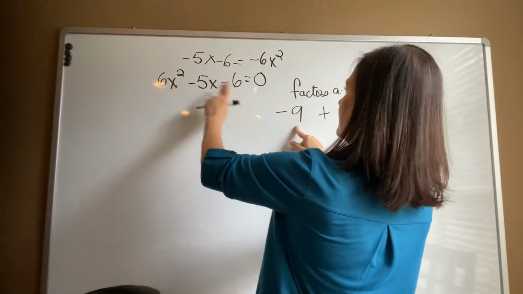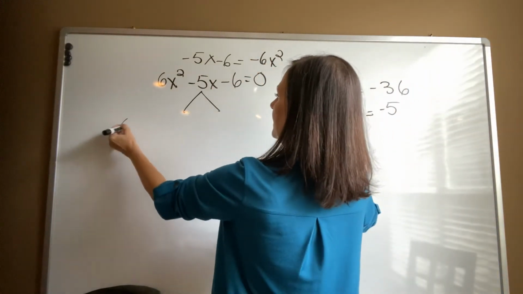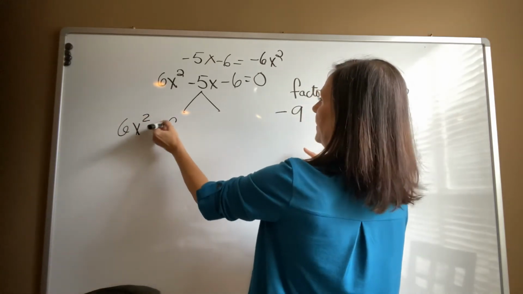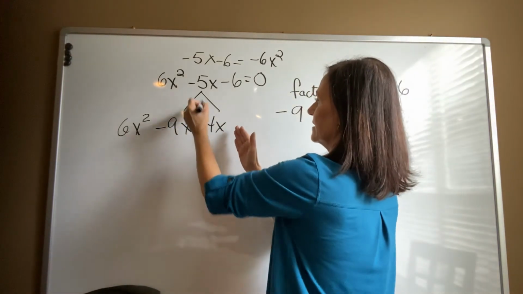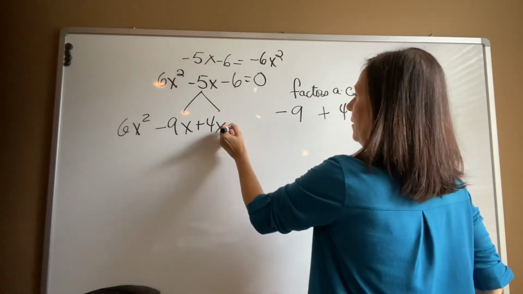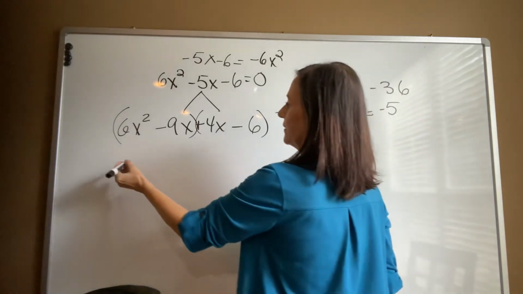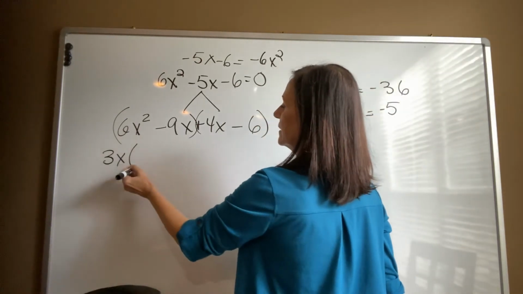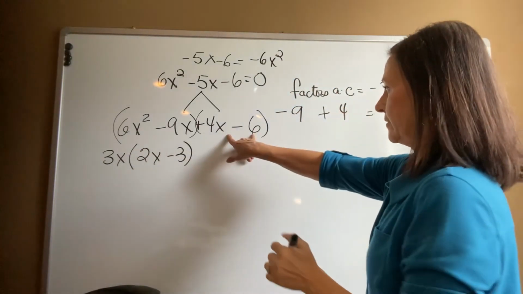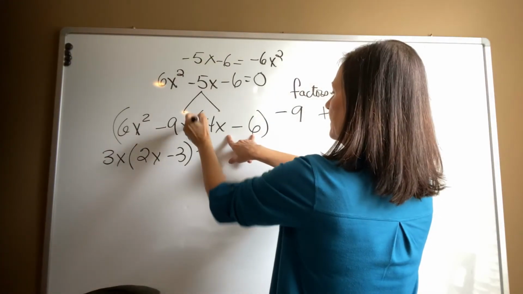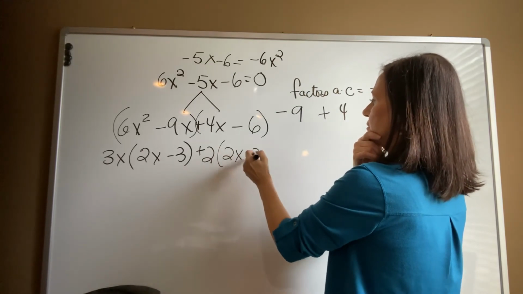Because 9 and 6 are together, okay, so I'm just going to put the 9 first. So this negative 5x, I'm going to write as negative 9x plus 4x. You understand that the net effect of this is nothing because it is negative 5x minus 6. I'll group them. In the first term, I can factor out a 3x, and I'm left with 2x minus 3. In the second one, I can factor out a 2, I'm left with 2x minus 3, the same.